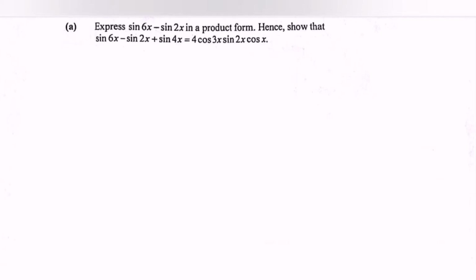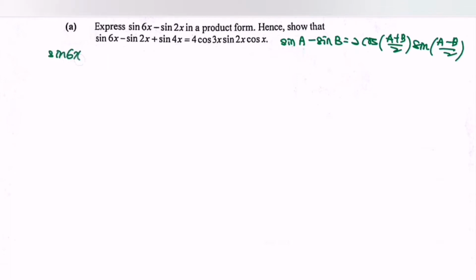Given the situation, sine A minus sine B is equal to 2 cos bracket A plus B over 2 multiplied by sine bracket A minus B over 2. So make use of the factor formula. Given sine 6x minus sine 2x, kindly compare with the factor formula. On the left hand side is the operation add and minus. On the right hand side, we have the multiplication, which is the product.